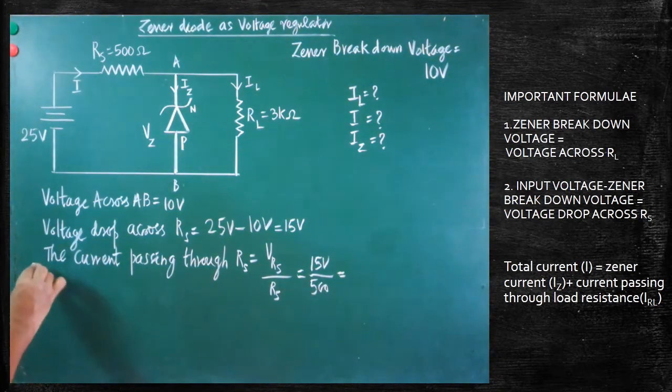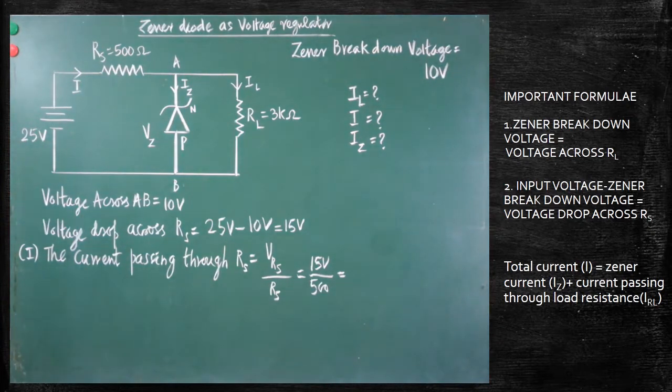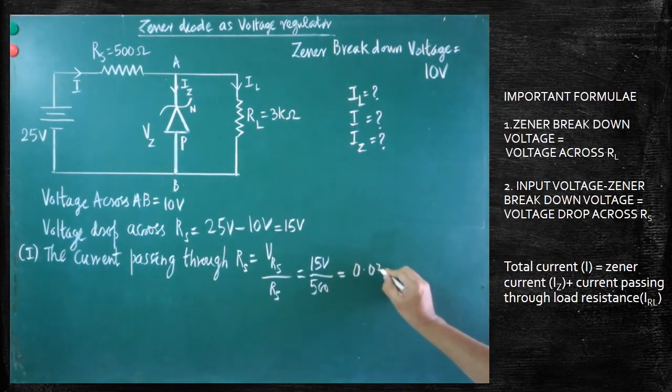That can be written as I. Are you clear? That is called the total current. 15 volt divided by 500 is equivalent to 0.03 ampere. 0.03 ampere. Are you clear?